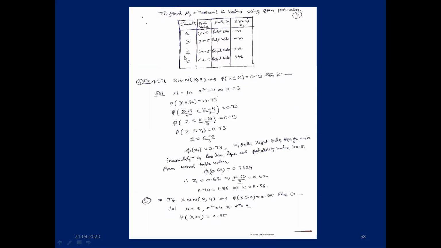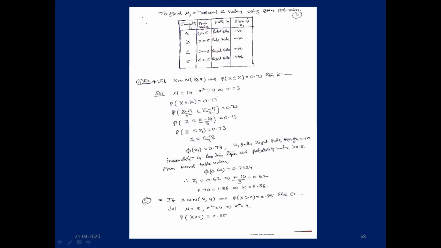For an inequality of less than or equal type, if the probability value is greater than 0.5, Z1 falls on the right side and the sign of Z1 is positive. If the inequality is of greater than or equal type and the probability value is less than 0.5, Z1 falls on the right side and the sign of Z1 is positive. With the help of this table, we can easily find the required values.